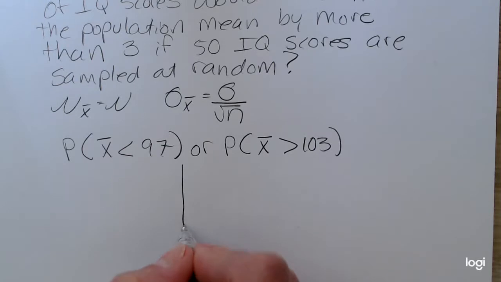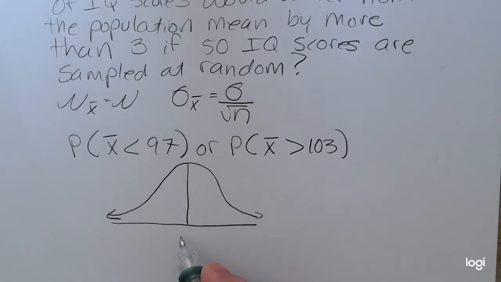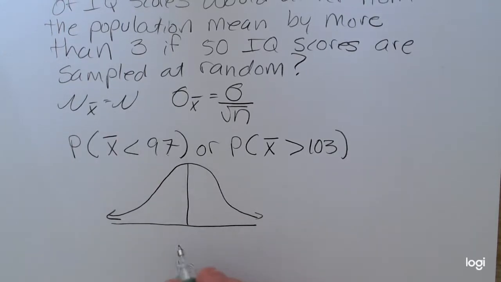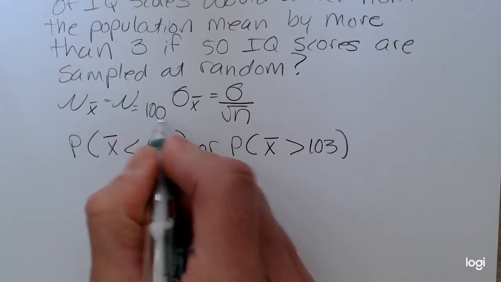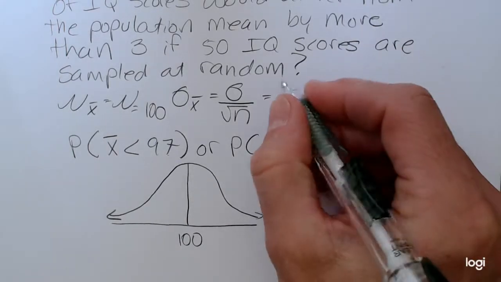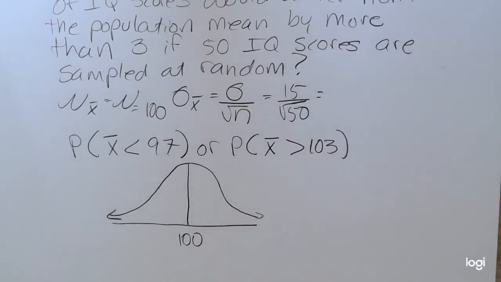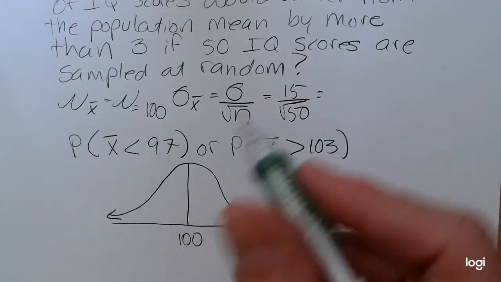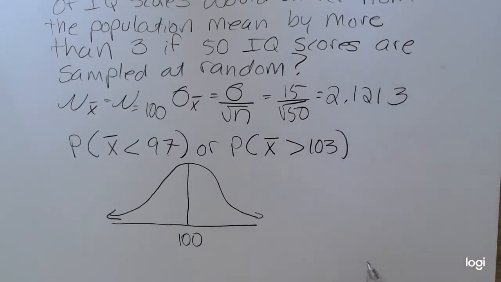So shading the area or probability in question, I'm going to need the mean. The mean is the same as the original population, so that's going to be 100. I should have included that, so I'll squeeze that in up here. And our standard deviation is going to be 15 over the square root of 50. We can get a decimal approximation there if you want. I like to put that whole expression into my calculator. Either way should be fine if you carry out your decimal approximation to at least 3 decimal places.